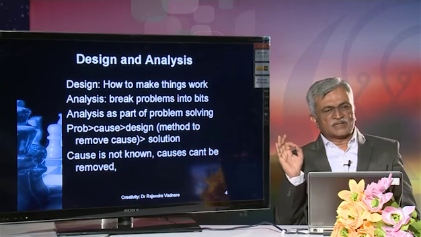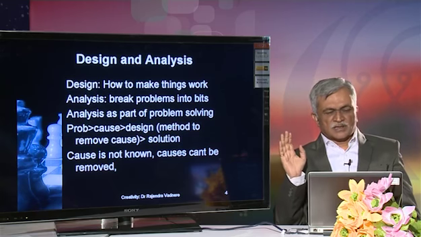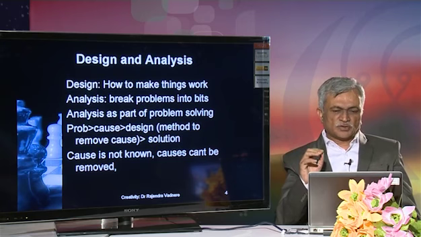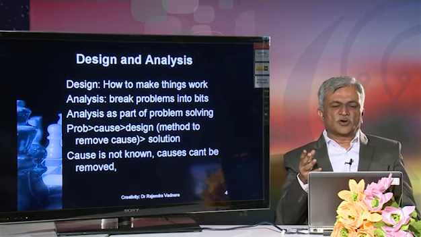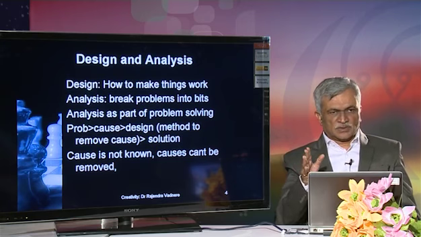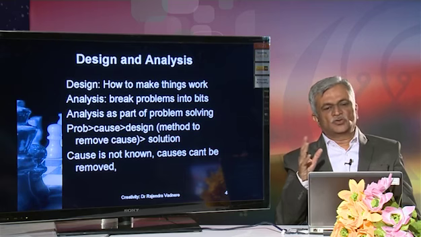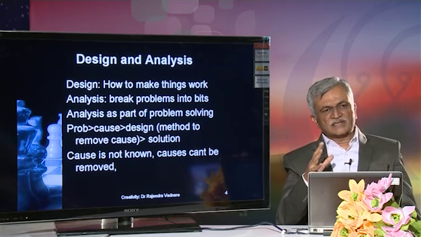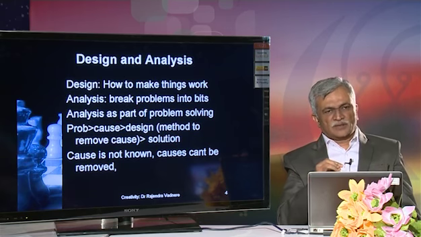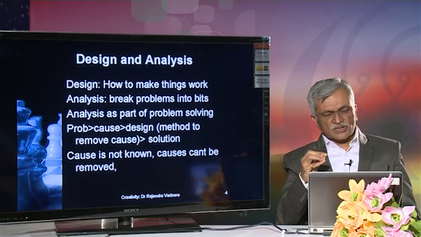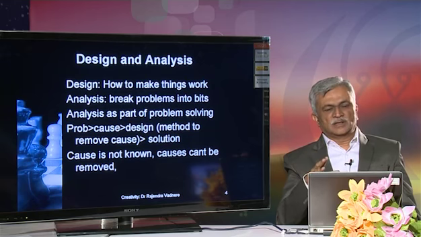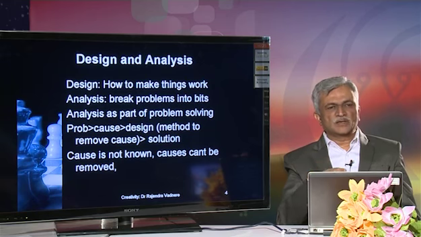So, design is a method to remove the causes. Sometimes the cause is not known, and sometimes the causes cannot be removed using the regular techniques. If that is the case, then probably whatever methods you have been taught may not be useful. In that case, probably you need to be more creative.